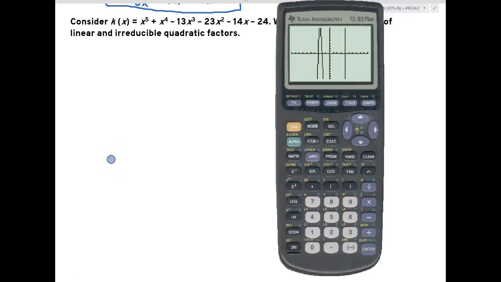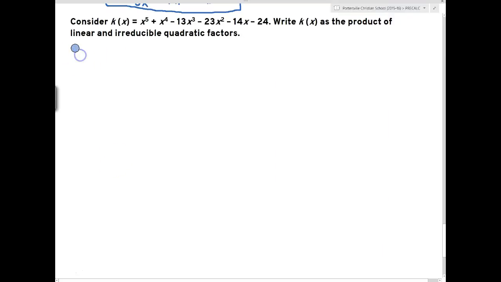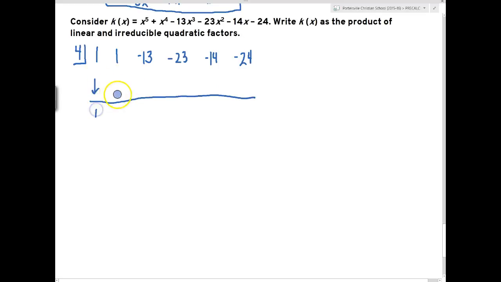So let's try it. Let's use synthetic division to see what that turns out. So we'll put 4 in, and then my coefficients of this function would be 1, 1, negative 13, negative 23, negative 14, and negative 24. When I divide that out, I'm going to bring the 1 down. 4 times 1 is 4. It gives me 5. 4 times 5 is 20. Adding those gives me 7. 4 times 7 is 28.